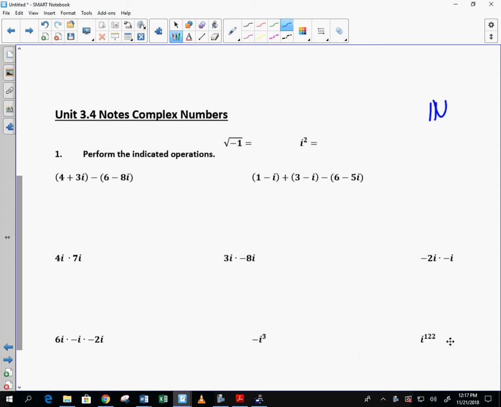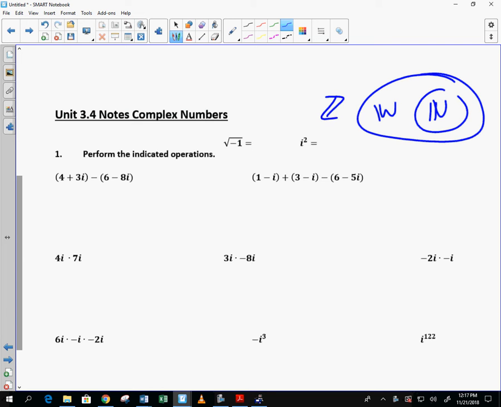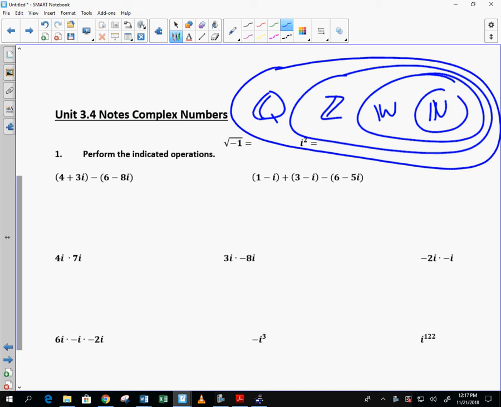Now you've got natural numbers. You've got whole numbers. Then you've got integers. That's added to the realm, right? And then you've got what? Rational numbers, integers. And you have to write this down.